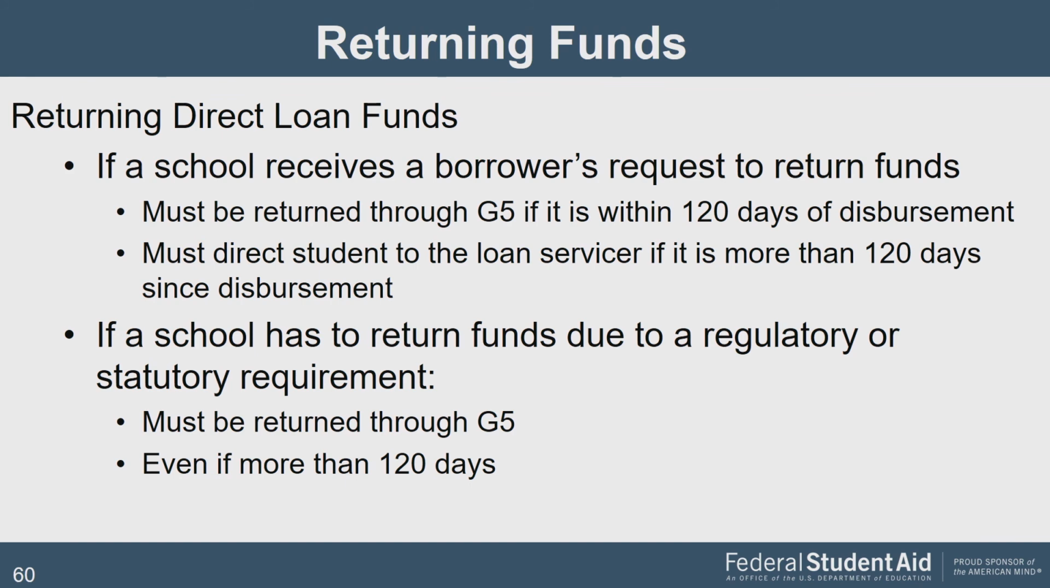When we talk about returning direct loan funds, sometimes the student will say, I don't want all of that money. So they say, send it back to the department. I don't need the money for whatever the reason is. You are required to return that money through G5 within 120 days of disbursement. Okay?